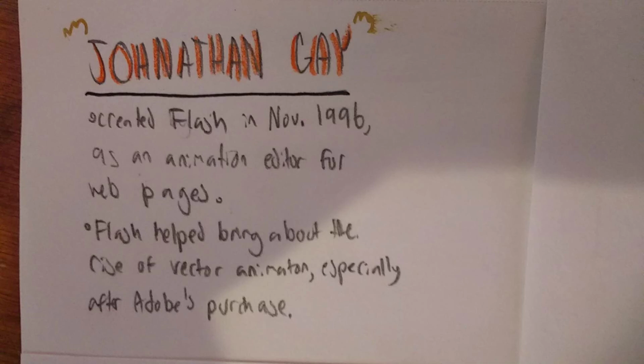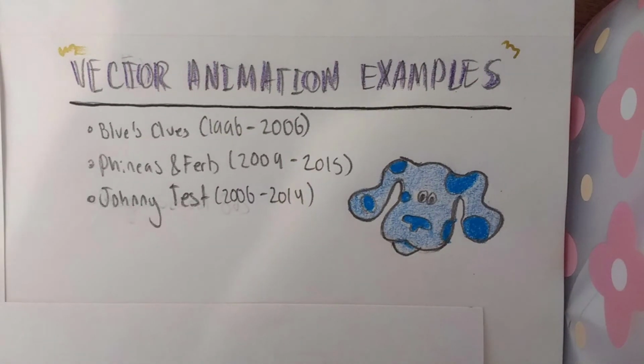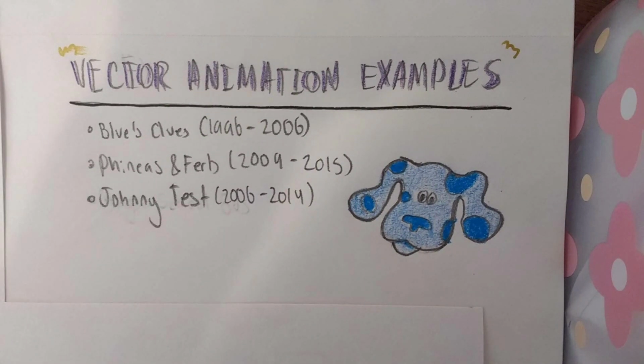Jonathan Gay created Flash in November 1996 as an animation editor for web pages. Flash helped bring about the rise of vector animation, especially after Adobe's purchase of it. Vector animation examples: Blue's Clues, which ran from 1996 to 2006, Phineas and Ferb, 2009 to 2015, and Johnny Test, 2006 to 2014.